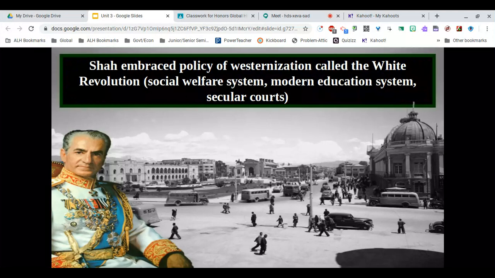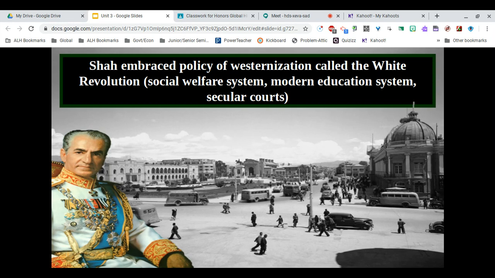So the Shah embraces a policy of westernization. He calls it the White Revolution, where he basically westernizes Iran, and he goes through and takes away almost all of their very religious sightings and organizations, and he focuses entirely on making it a more Western nation. So he creates a social welfare system, a modern education system, and secular courts.